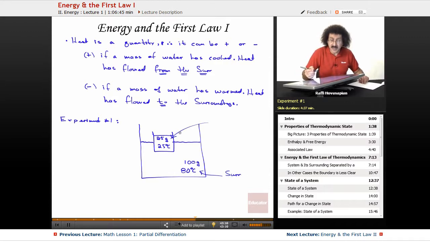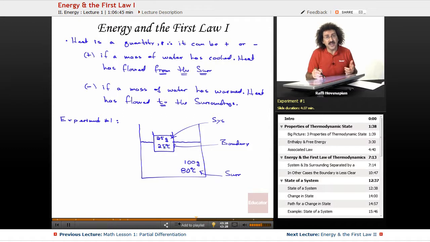This right here, the small beaker, the 25 grams of water, that's going to be our system. And the boundary is that right there. It's going to be the glass, the small beaker. So that's our boundary. Okay, we already know what's going to happen. Due to the temperature difference, the 80 degrees and the 25 degrees, heat is going to flow from a hotter region to a colder region. So heat is going to flow from the surroundings into the system. So let's see what goes on.